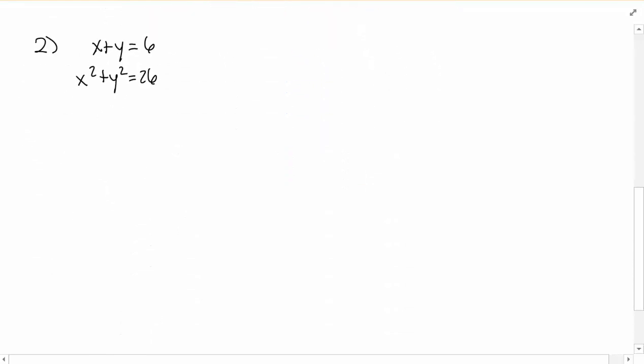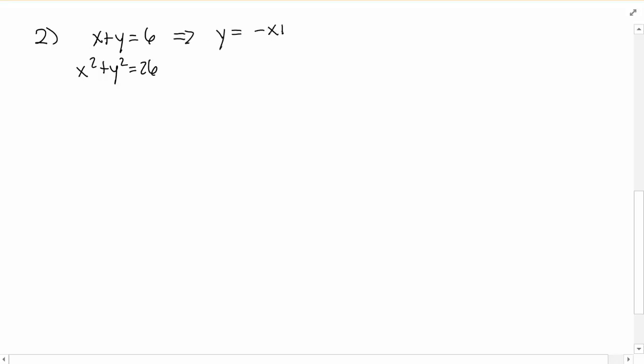Next one, we have x plus y is equal to 6 and x squared plus y squared is equal to 26. I'm going to do the same idea. I'm going to take this top one and solve for y, so that's equal to negative x plus 6, and now I know what y is in terms of x, and I'm going to replace the y in the second equation with what it is in terms of x. So I get x squared plus y squared, where y is equal to negative x plus 6. That should be equal to 26. Again, I'm down to one equation, so let's expand and see what happens.